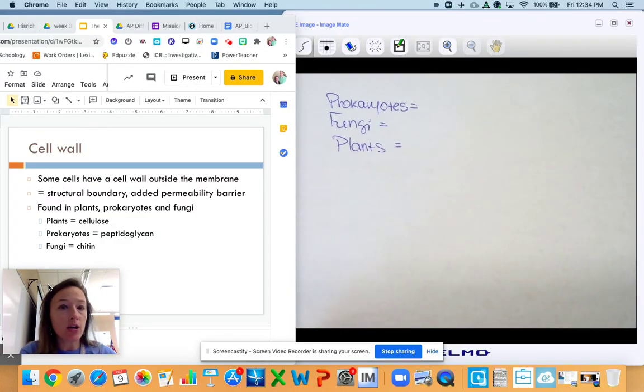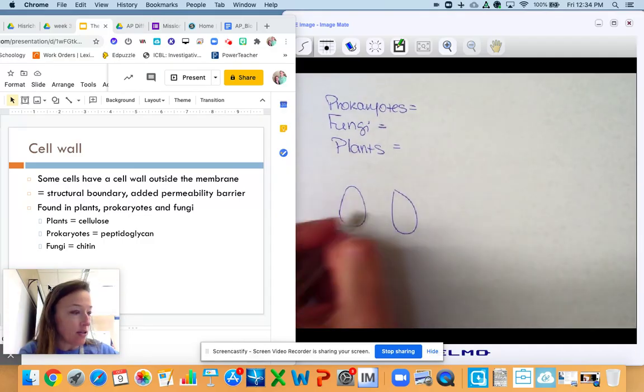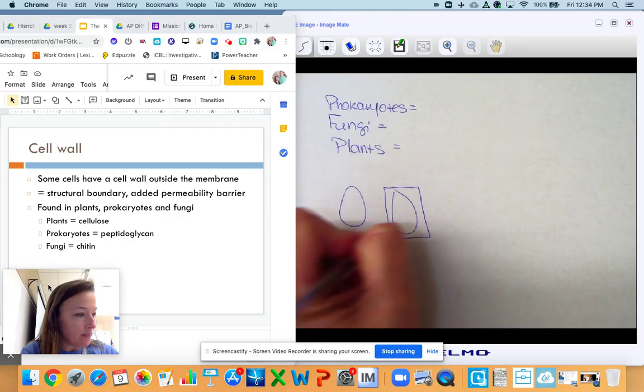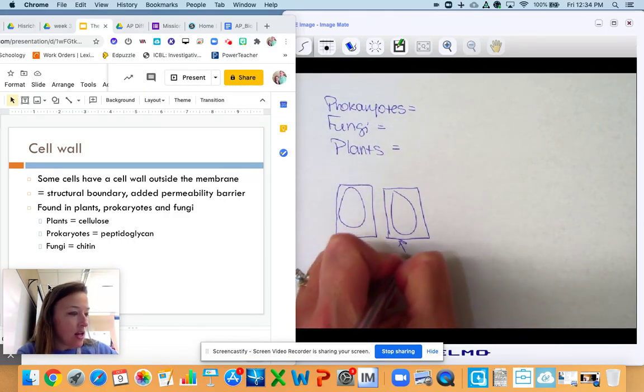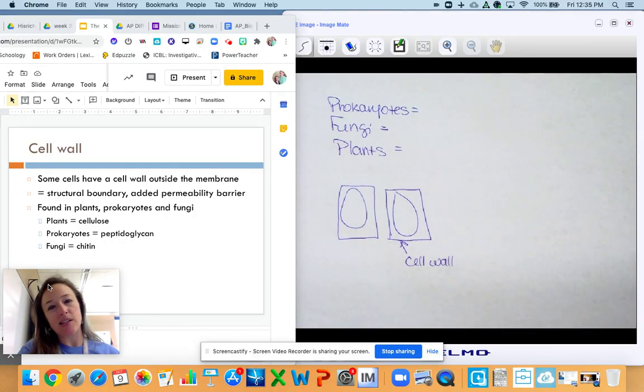So when we are talking about cell walls, what you're going to have is two plant cells, and they have a cell membrane, and then around that cell membrane, they're going to have a cell wall, okay? And this cell wall is actually made up of several different parts. There's a primary cell wall, a secondary cell wall.